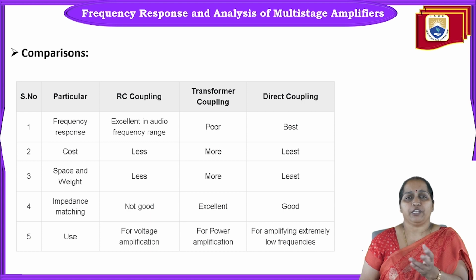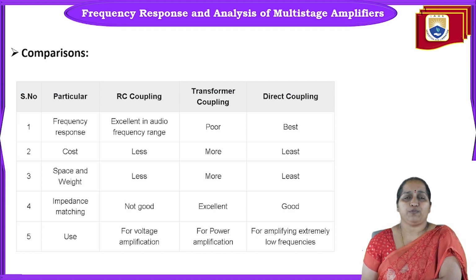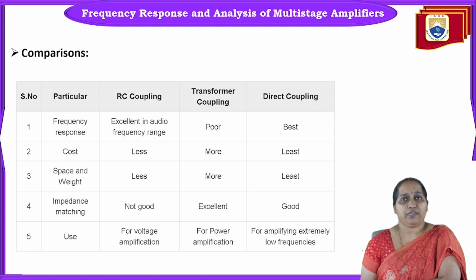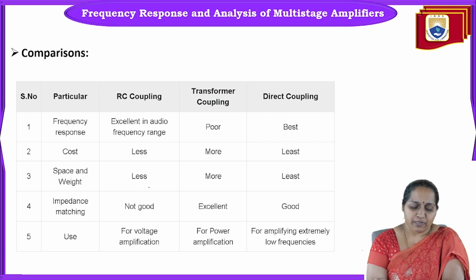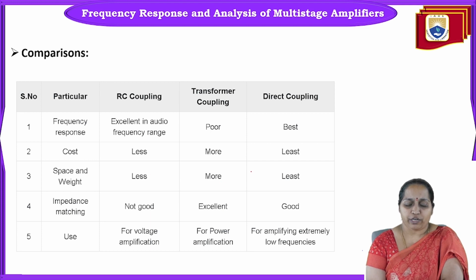You can have a comparison between all the three types of coupling. Frequency response is excellent in RC coupling amplifier. It is poor in transformer coupling, and in direct coupling it is the best, especially for lower frequencies. Cost of RC coupling is less, transformer coupling is more, and direct coupling it is least. Space and weight of RC coupling is less, of transformer coupling it is more, and of direct coupling it is least. Impedance matching is excellent in transformer coupling. Coming to RC coupling, it is offering poor impedance matching. Direct coupling, it is good.